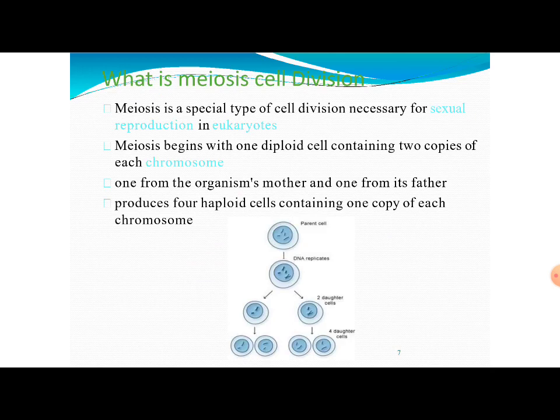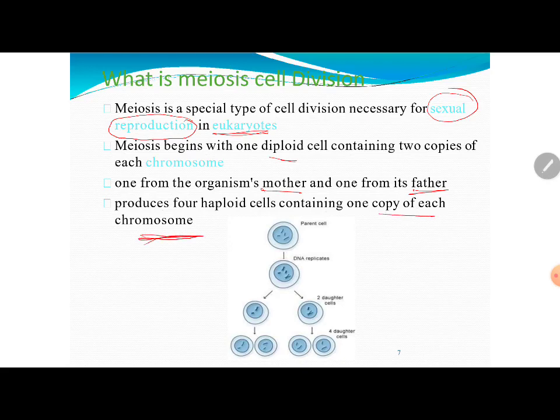Now, what is meiosis? Meiosis is a special type of cell division which is necessary for sexual reproduction in eukaryotes. Meiosis starts with one diploid cell containing 2 copies of each chromosome, one from the organism's mother and the other from its father, and produces 4 haploid cells containing 1 copy of each chromosome.